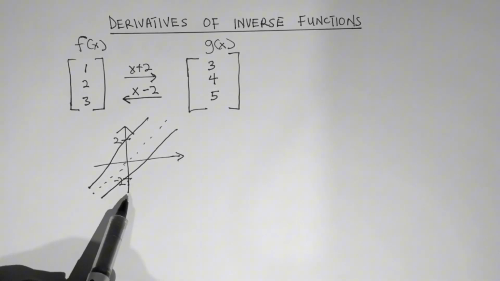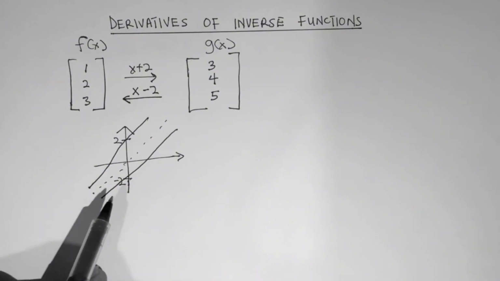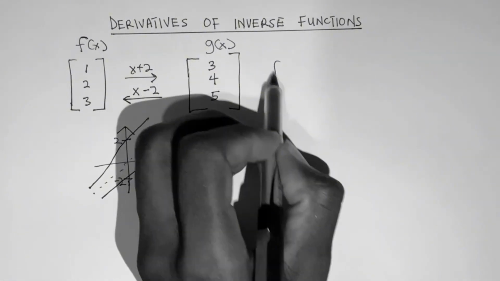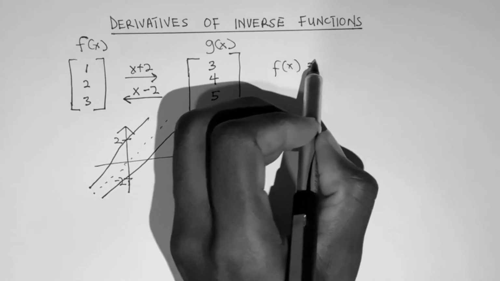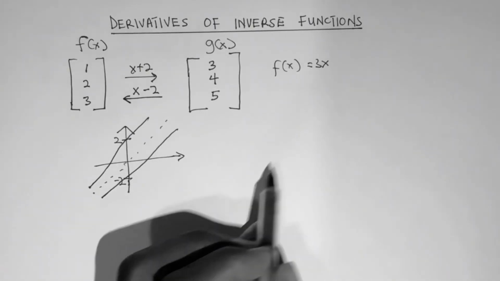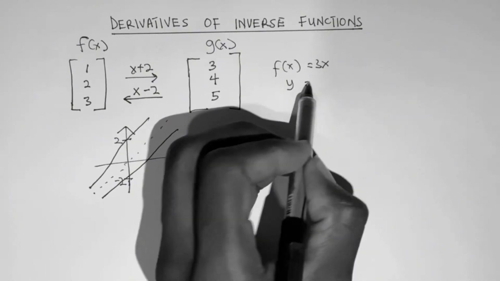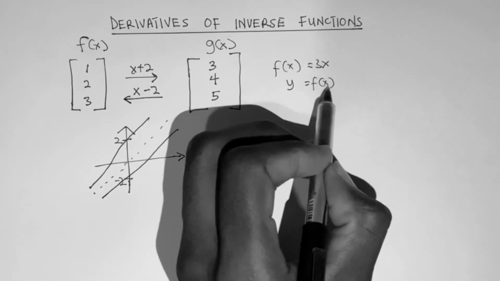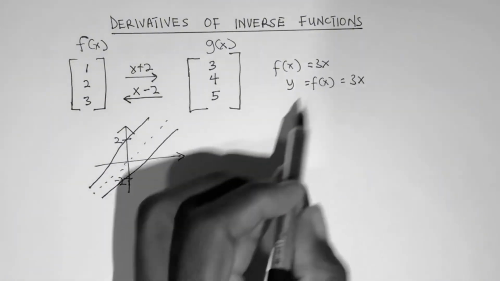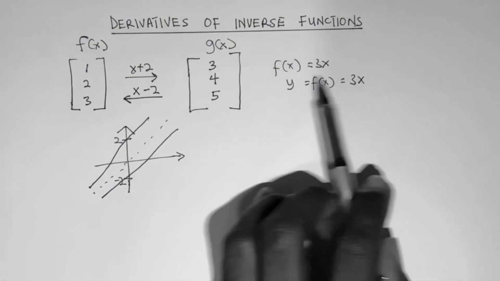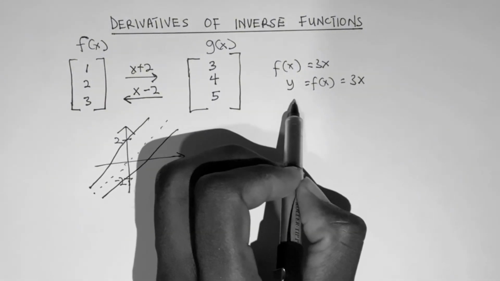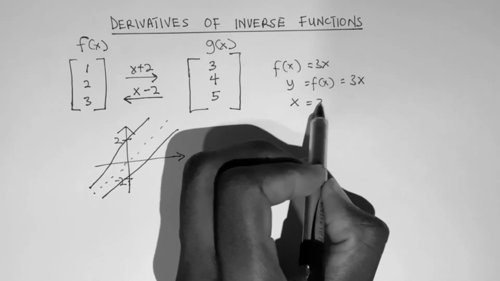So now, let's assume that f of x is equal to 3x. What will be the inverse of f of x? What we will do is that we say let y be equal to f of x, which is equal to 3x. Then what we'll do is that we swap the position of x and y. So in this case, it's going to be x equals 3y.